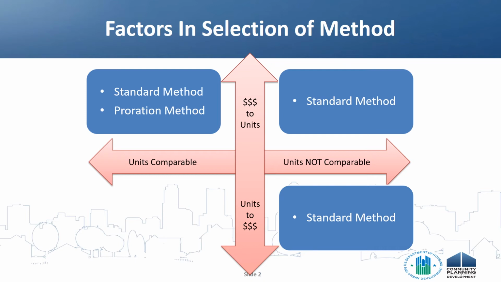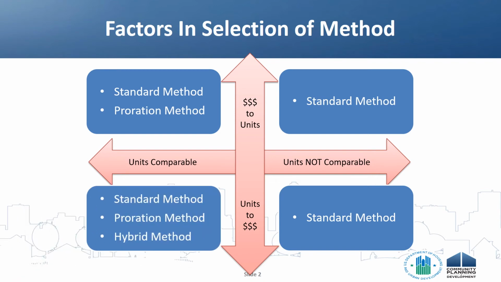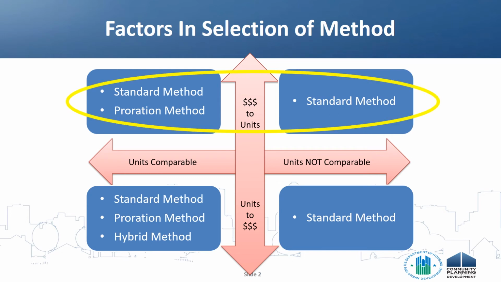When the units are comparable and we're going from units to dollars, then all three options are potentially on the table. Finally, remember that a PJ has choices in its local program design. A PJ could require the use of the standard method in all cases. There's never a requirement to use either the proration method or the hybrid method. Or a PJ could require the dollars to units approach and just not entertain a scenario where the developer is basically saying, "How much will you give me for 7 units?"